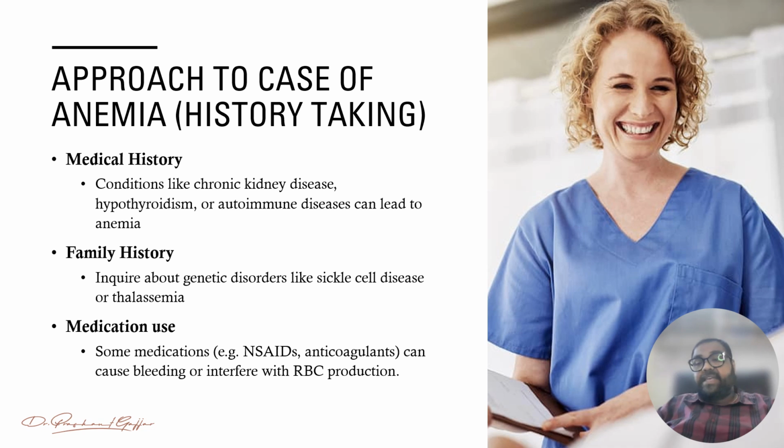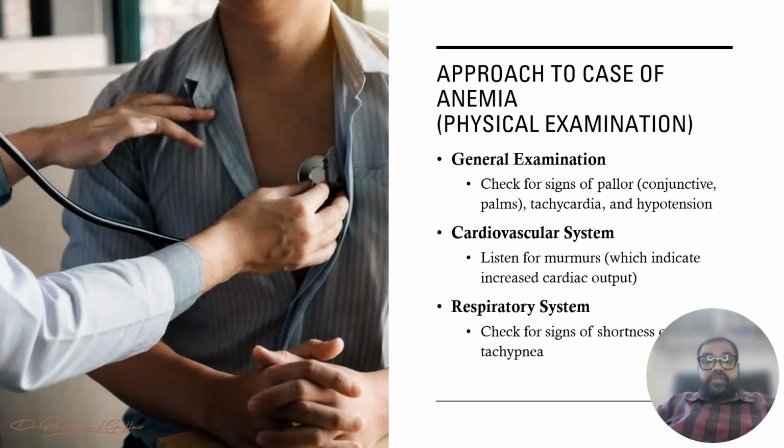Now let's see how we can approach a patient for a physical examination. So first, in general examination, check for signs of pallor. We have to check the conjunctiva. We have to check the palm, right? We have to take the pulse for tachycardia and the blood pressure to rule out hypotension. Then we do the cardiovascular examination.